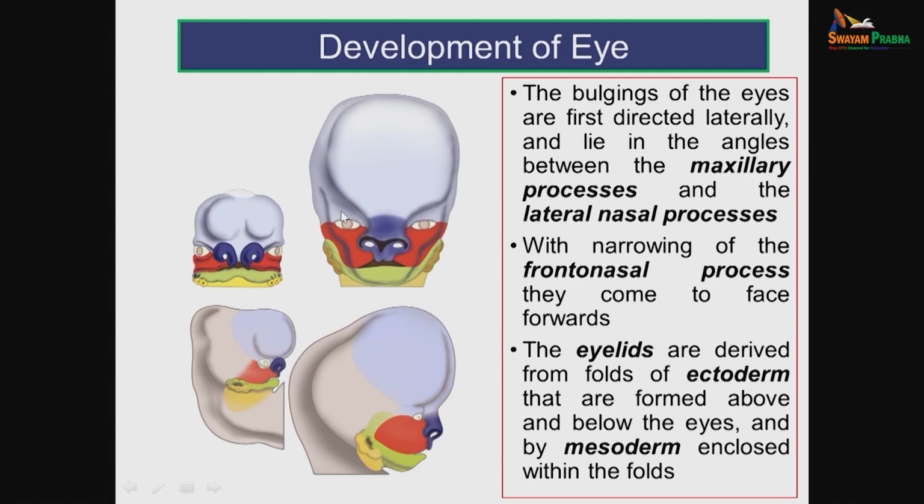The eyelids, what you are seeing here, are derived from folds of ectoderm. They lie above and below the eye, and below the ectoderm you have the mesoderm which is enclosed within the folds. So, eyelids are derived from the folds of ectoderm that are formed above and below the eyes and by the mesoderm which is enclosed within these folds.